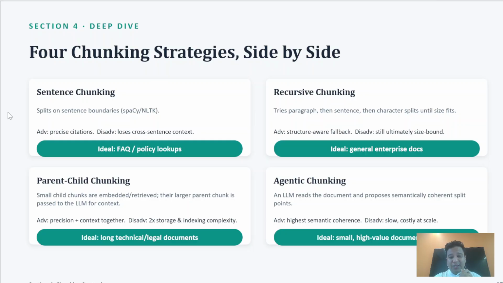Agentic chunking is where an LLM reads the documents and proposes semantically coherent split points. The advantage is the highest semantic coherence. The disadvantage is that it is slow and costly at scale. It's ideal for small, high-value document sets.